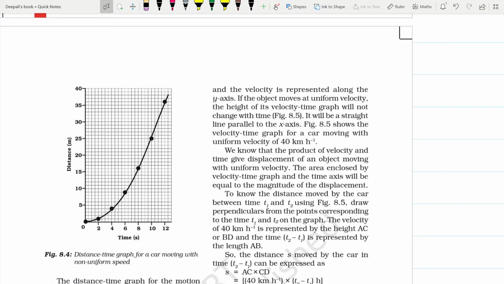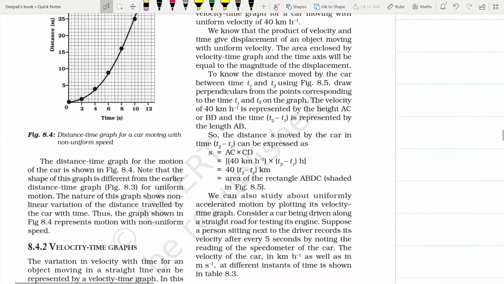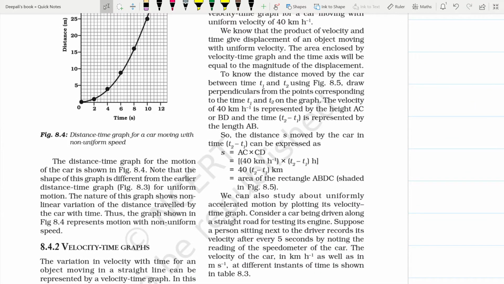And the various times in seconds are plotted on the graph. You can observe in the figure that the graph is not like the previous graph. It is a curve. It is not a straight line. Now what does this graph represent? The distance time graph of motion of a car is shown in figure 8.4. Note that the shape of this graph is different from the earlier distance time graph.